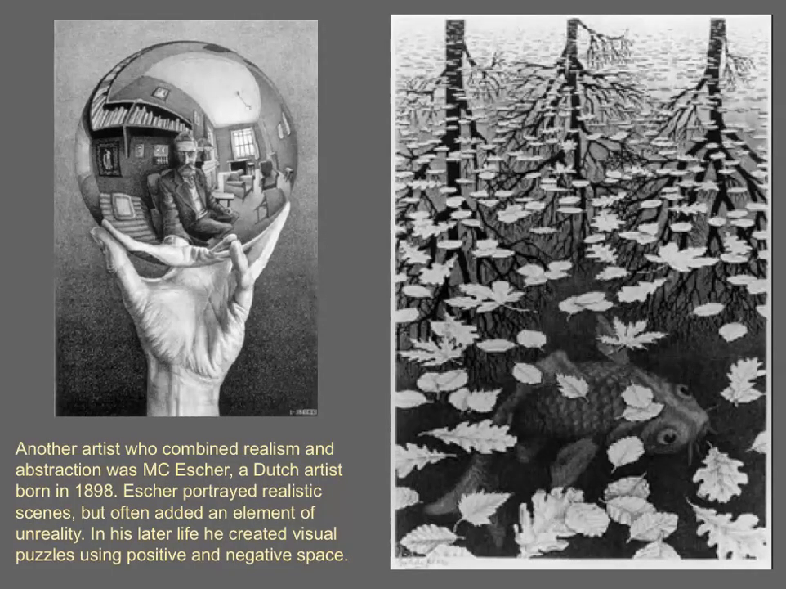So here we have another artist who combined realism and abstraction and is quite popular. That would be M.C. Escher. He was a Dutch artist born in 1898, and he also studied geometry. He was a printmaker and a draftsman, so all of his work is in black and white, almost all of it. Escher portrayed realistic scenes, but he almost always added an element of unreality.